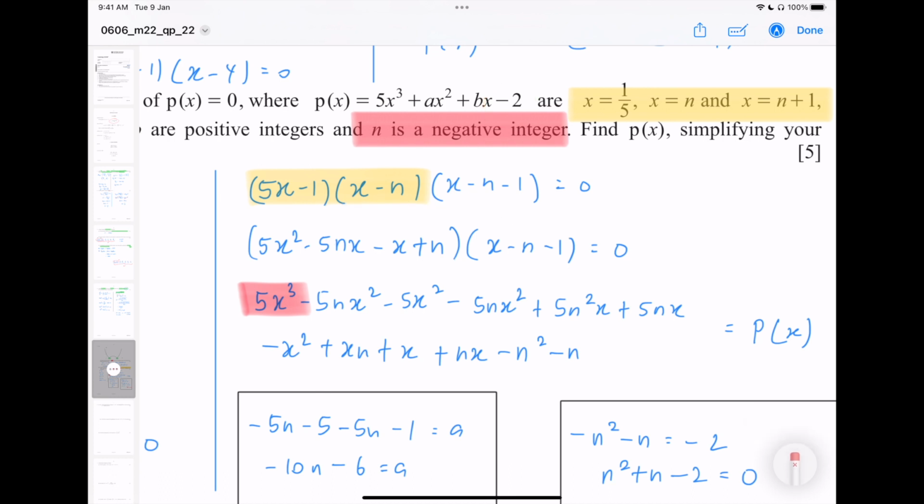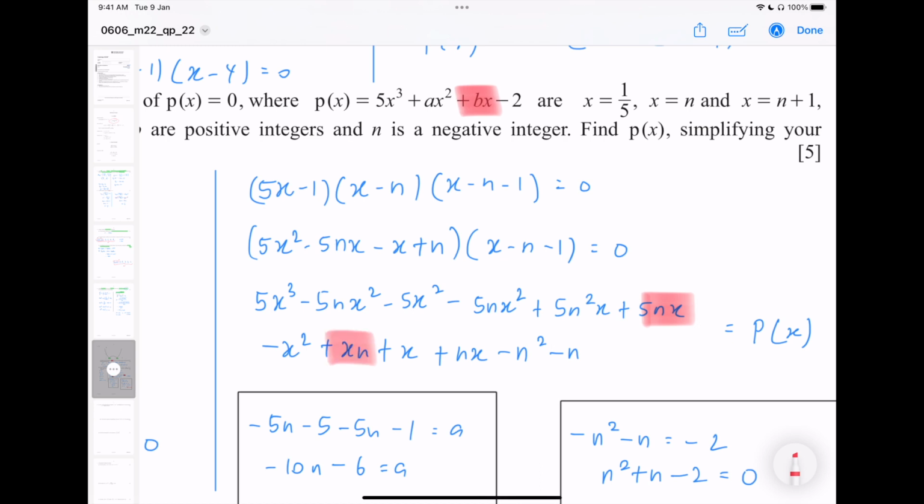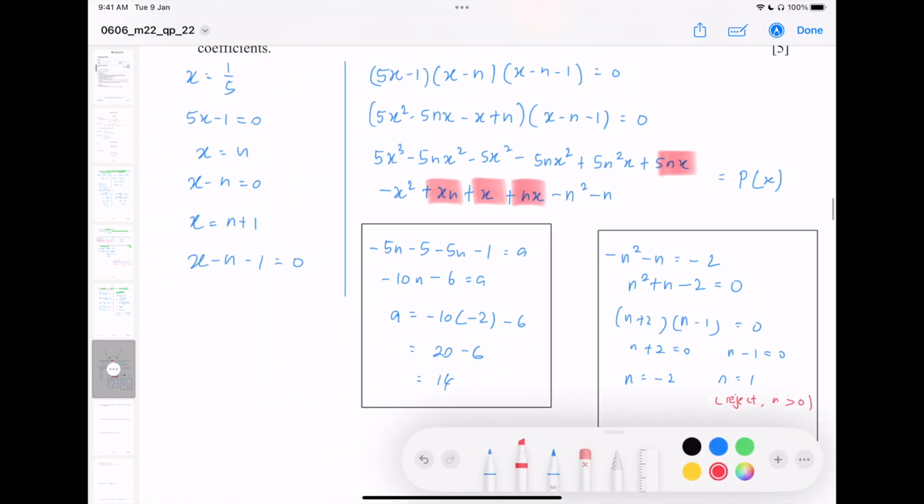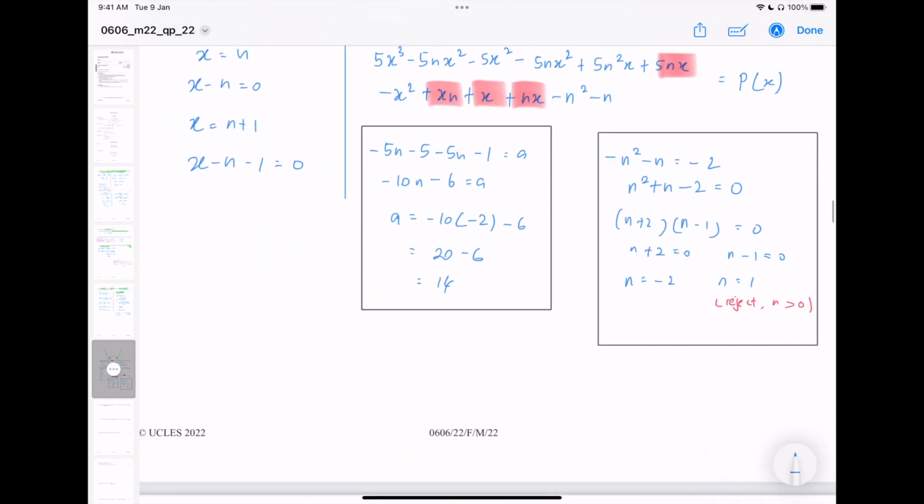So if you look at, I'm just going to erase all this so it doesn't confuse you. If you look at b, b is the only term with the x. So that should equal everything with the x. This one, this one, this one, this one. Alright, let's just write them down. B should equal 5n plus n plus 1 plus n, which I know n is just negative 2. So it's 5 times negative 2 minus 2 plus 1 minus 2.